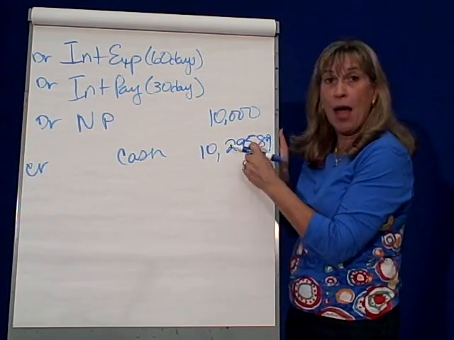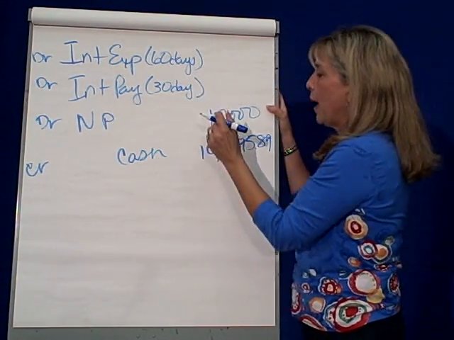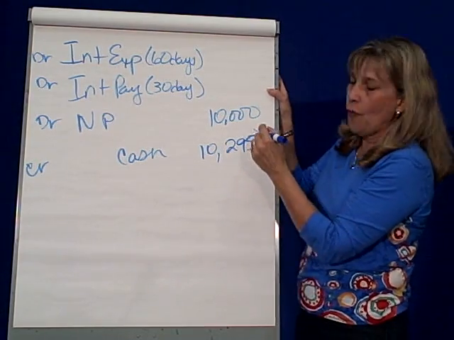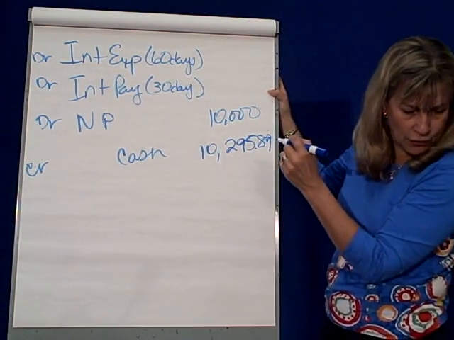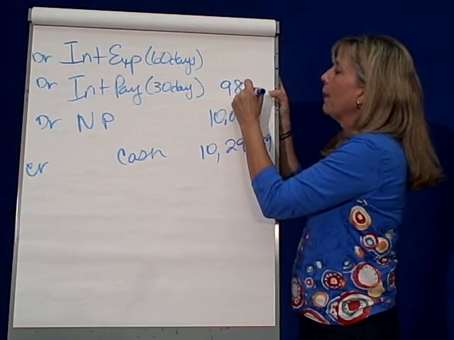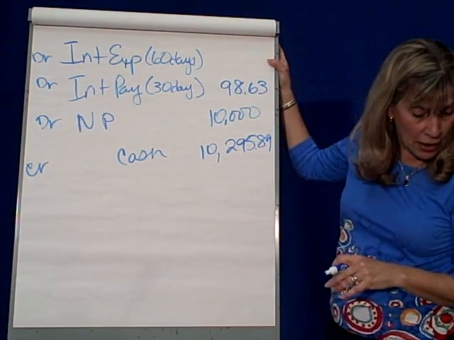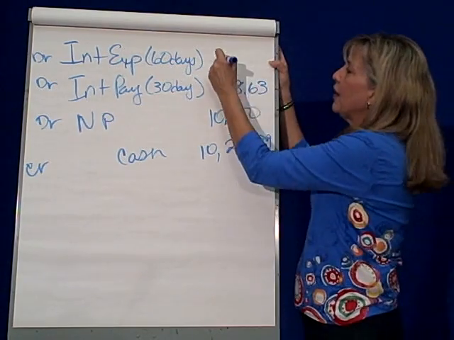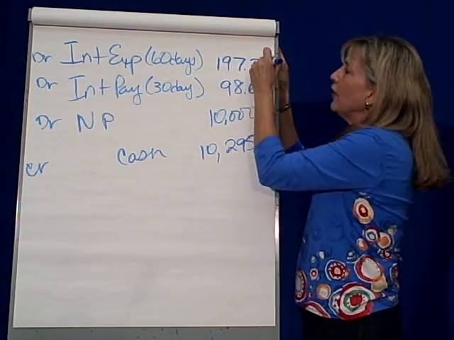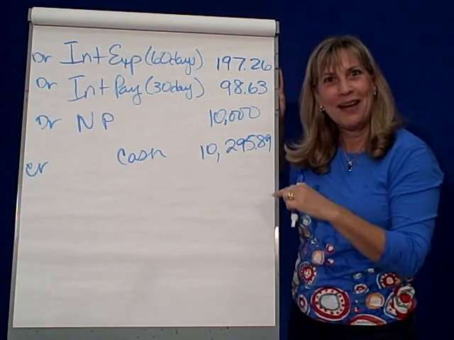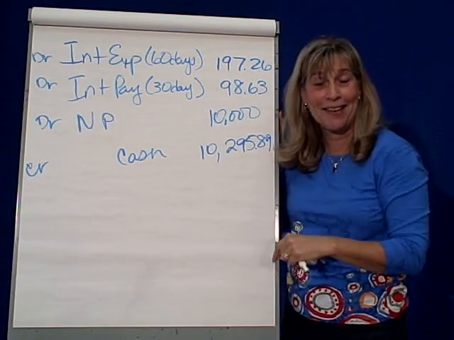And you'll remember that maturity value was $10,295.89, same amount. The interest payable is for the $98.63, which is 30 days of interest, and the interest expense is for $197.26, the principal times the rate times the time for 60 days. That's it.